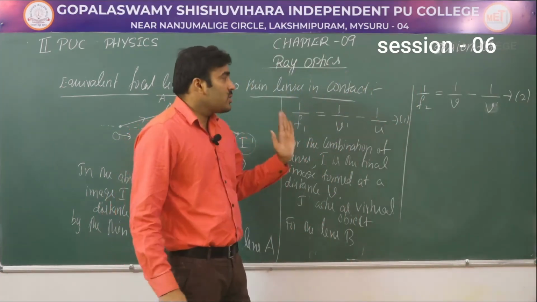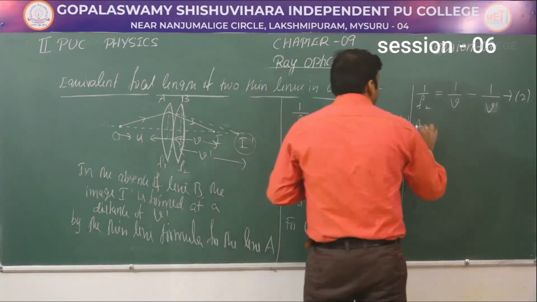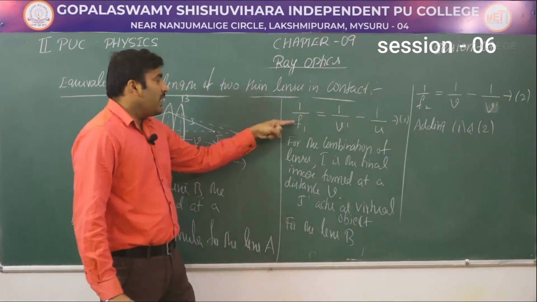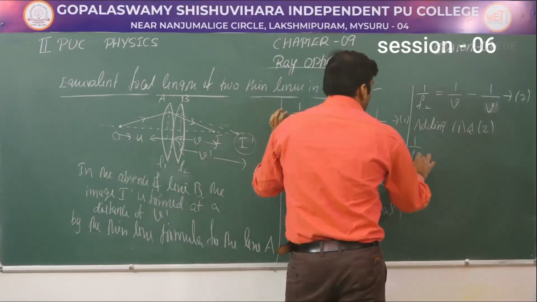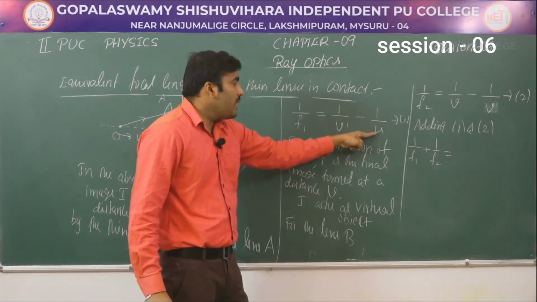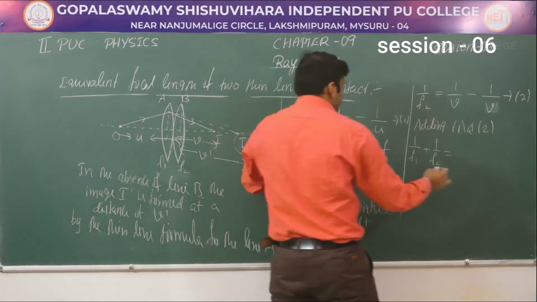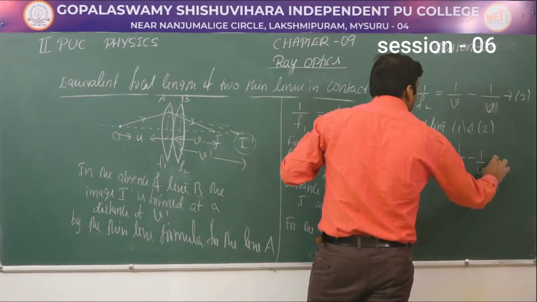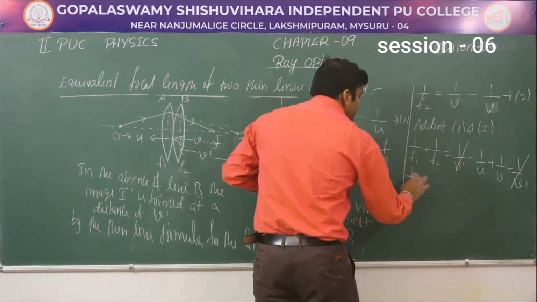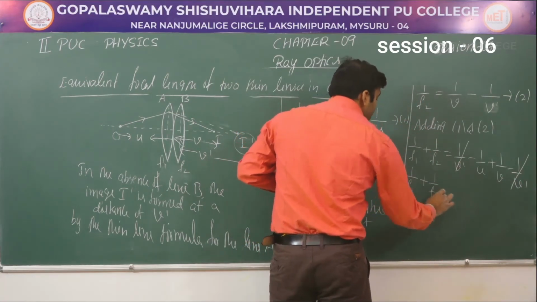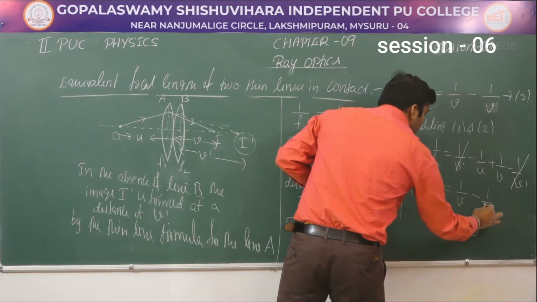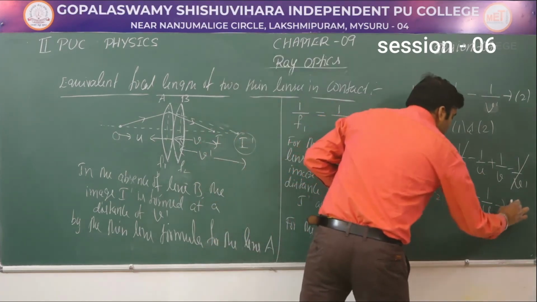Now, let me add equations 1 and 2 to get the final expression. Adding 1 and 2, if I add the left hand side, we will get 1 by f1 plus 1 by f2. That is equal to the right hand side, 1 by v dash minus 1 by u plus 1 by v minus 1 by v dash. So 1 by v dash minus 1 by v dash gets cancelled. So we get 1 by f1 plus 1 by f2 is equal to 1 by v minus 1 by u. Take this as equation number 3.